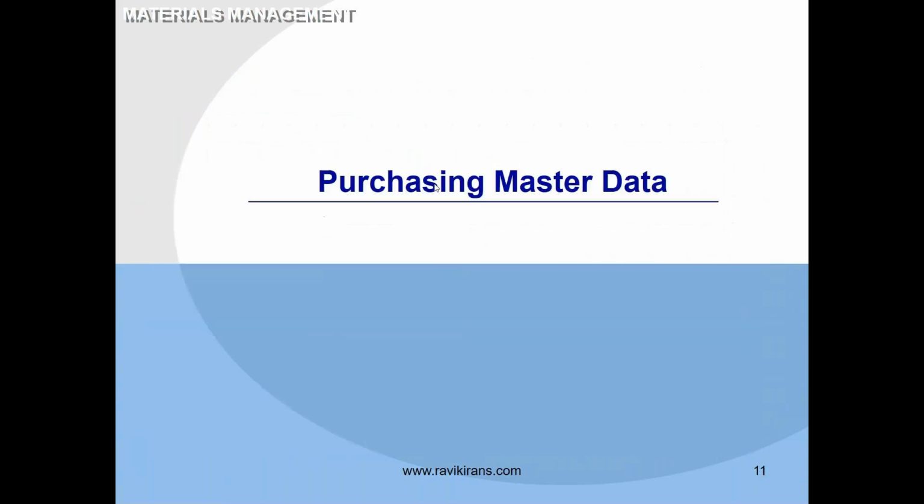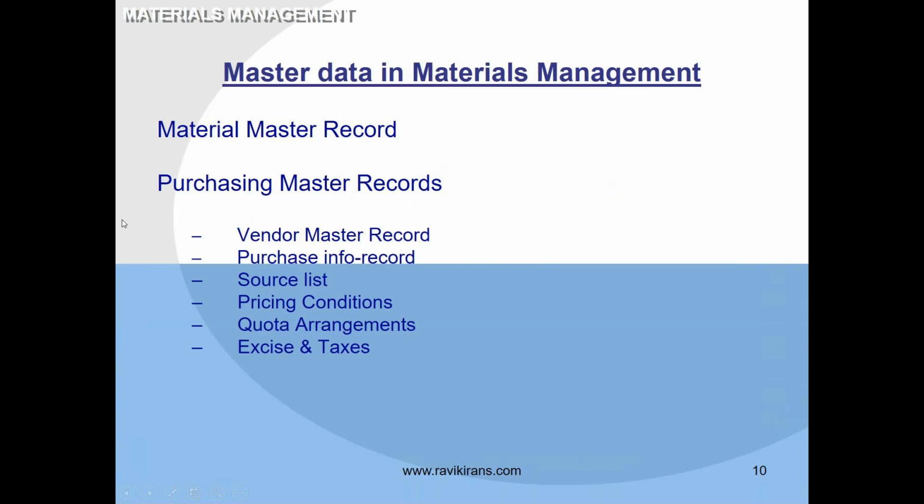Here we talk about the vendor master record and purchase info record, whereas in SD it is the customer master record. In MM it is the purchase info record, in SD it is the customer info record. Source list will not be there in SD. Pricing condition is the same. Quota arrangement is completely different; there will not be any quota arrangement, there will be a customer arrangement. Taxes will be there too: sales tax, while here it is vendor related, customs taxes and all this stuff, excise. So one is buying related, the other is selling related.